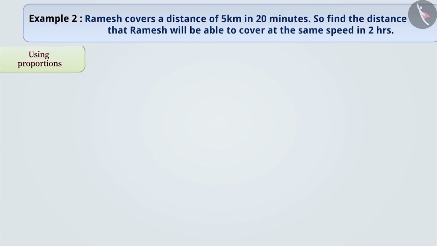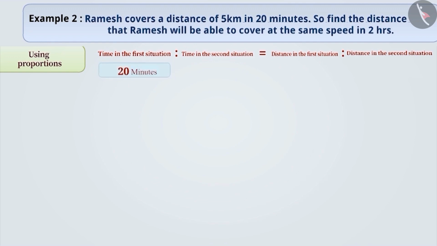Now let us solve this example using proportions. Since we know that the speed is the same in both the situations, the relation between time and distance is proportionate. That is, time in the first situation is to the time in the second situation is equal to distance in the first situation is to distance in the second situation. The time for the first situation is 20 minutes and the time for the second situation is 2 hours. But when expressed in terms of ratio, we will express it as 2 into 60 is equal to 120 minutes. Any idea why we're doing this?